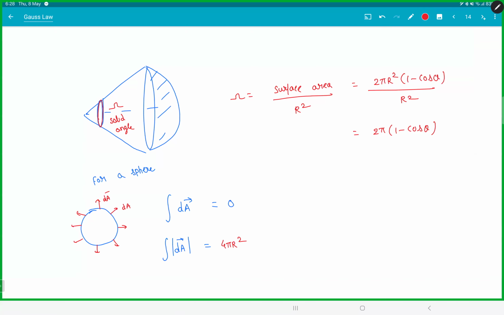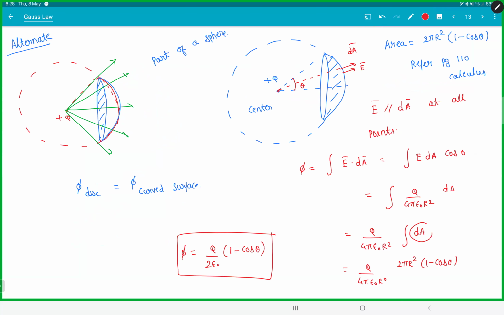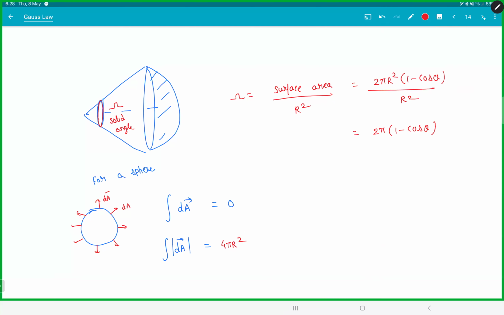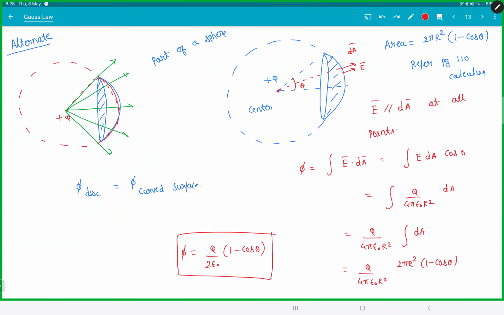Are you clear with this? So integral dA bar is different from integral mod dA bar. Here what we integrated is a scalar dA. We didn't integrate dA bar. So be careful with that. A little thing, but you should know the difference. That mod will change the whole answer. Is this clear, everyone? Any doubts on this? The result is important. The flux is q by 2 epsilon 1 minus cos theta.